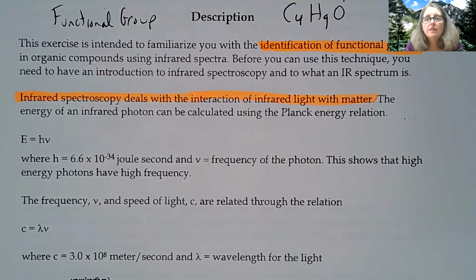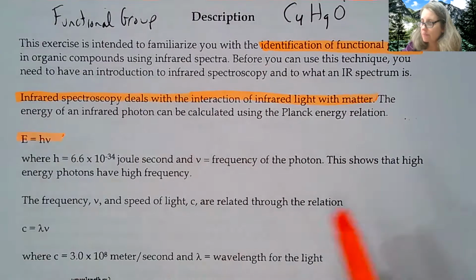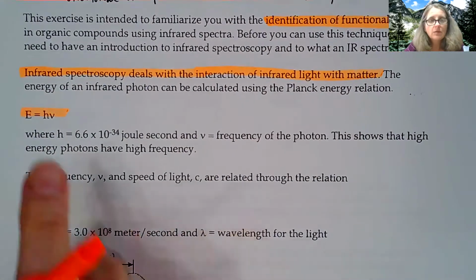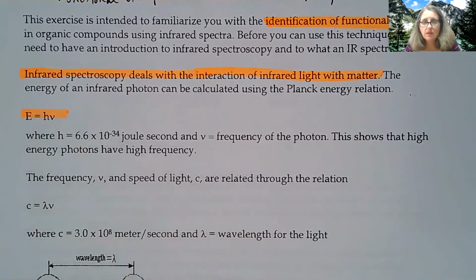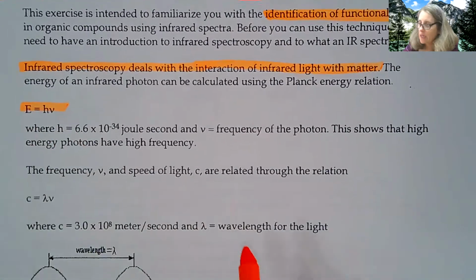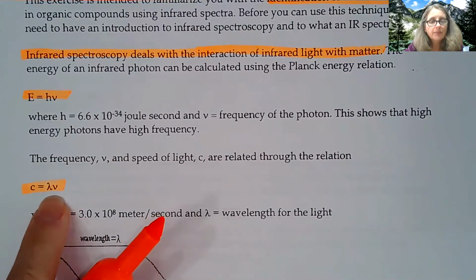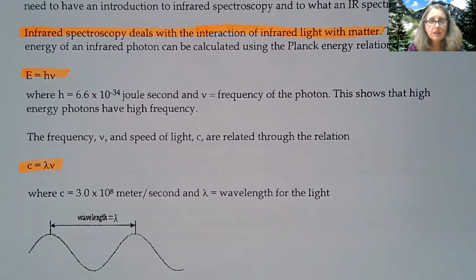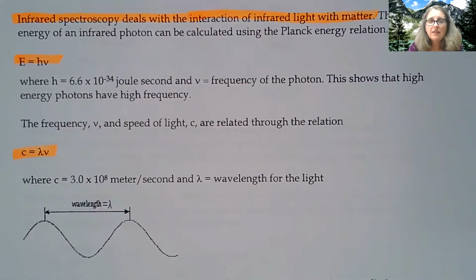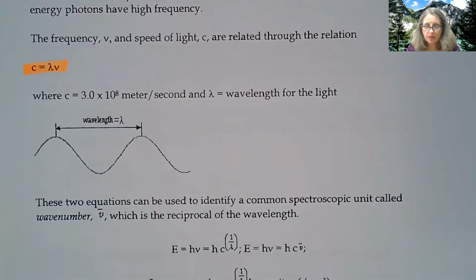If we take a sample and we hit it with infrared light, what happens to it? We have a relationship from Planck. Energy is equal to Planck's constant times the frequency of the light. And we know that the speed of light is equal to our wavelength times our frequency. That is why we did those beginning calculations as we did them.